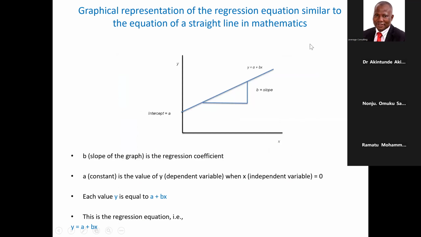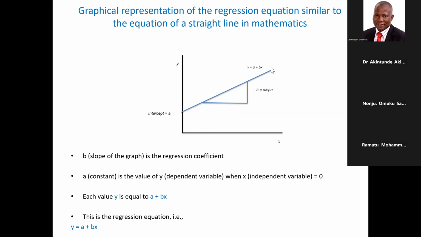So let's look at the graphical representation of the equation, similar to the equation of a straight line. In mathematics, it just says y is equal to mx plus c. But in statistics, in regression, it's the same logic. You now say y is equal to bx plus a, or a plus bx, because here they like writing the intercept first, or alpha plus beta x. It's the same slope. Can you see?